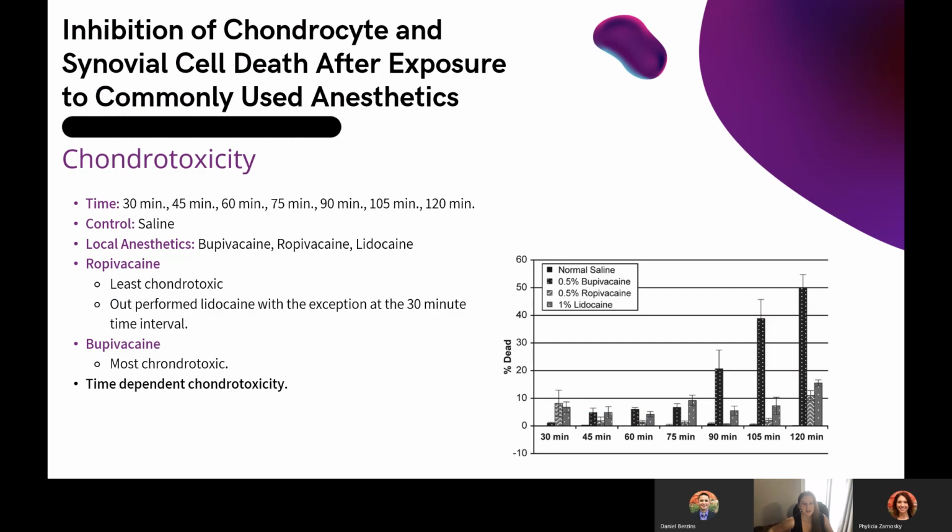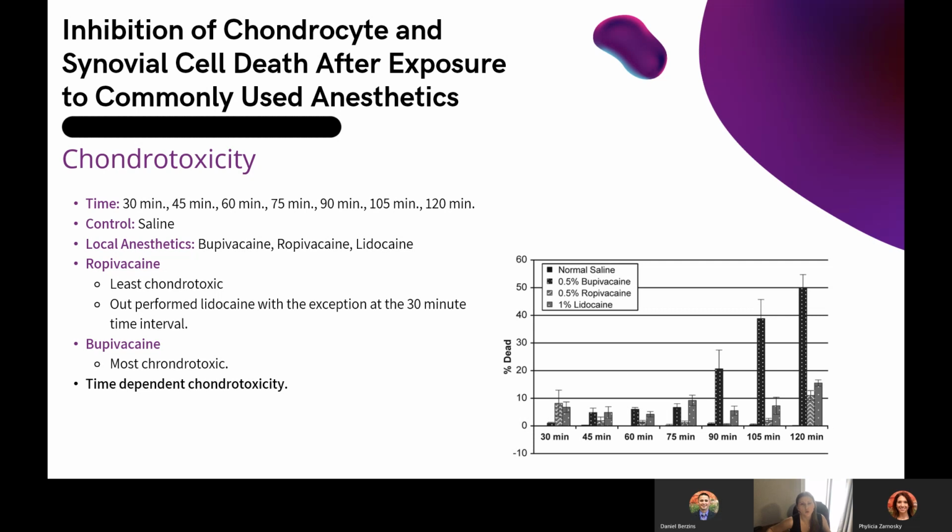So this study looked at 3 different amide local anesthetics, ropivacaine, lidocaine, and bupivacaine, on chondrocytes at different time intervals. This study was consistent with what we saw in the last study with stem cells. Bupivacaine was considerably more chondrotoxic, ropivacaine was the least chondrotoxic, and chondrotoxicity was significantly increased with more exposure time.